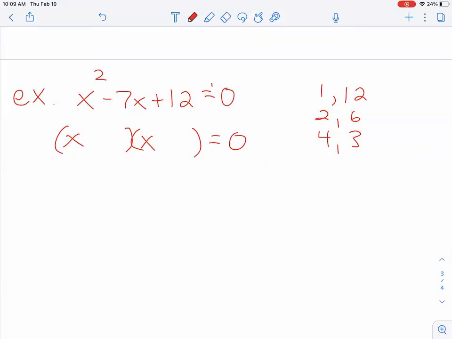And so I have things that multiply to get 12, but now they have to add or subtract to get -7. So that means that here is our winner, right? If it's -4 and -3, that gives us -7. So I'm going to do x minus 4 times x minus 3. Okay, I'm not quite done yet, but are there any questions on the factoring part so far?